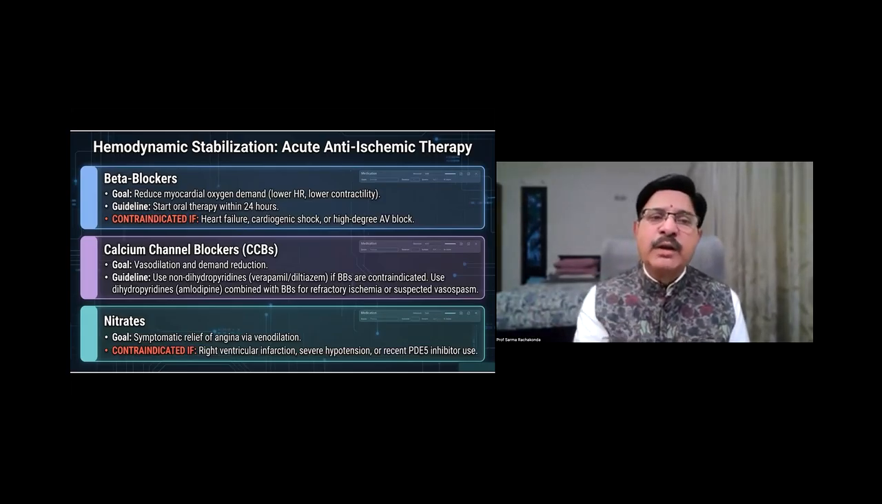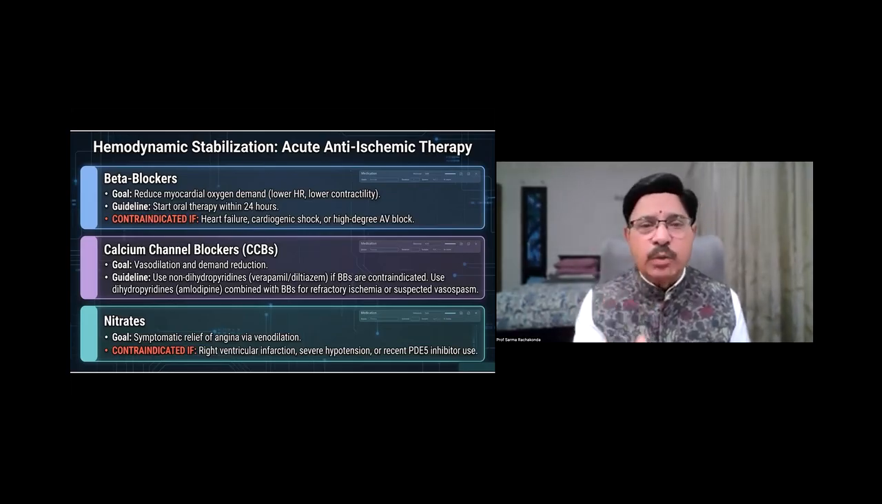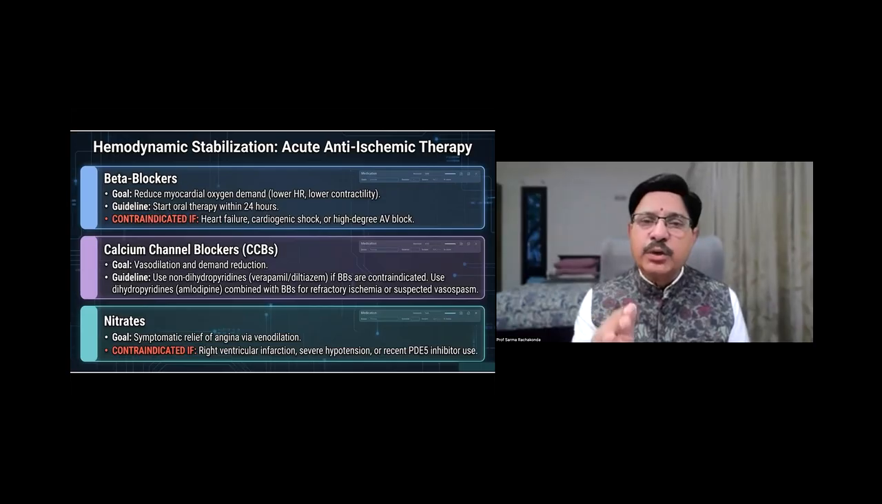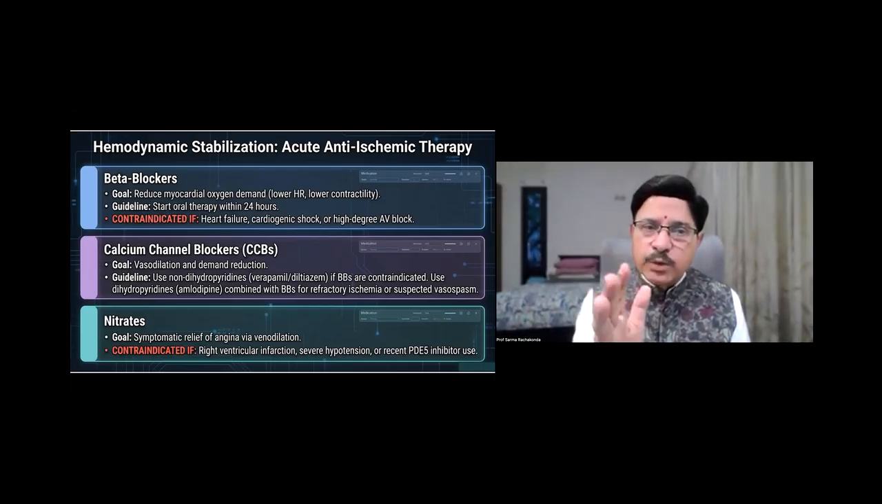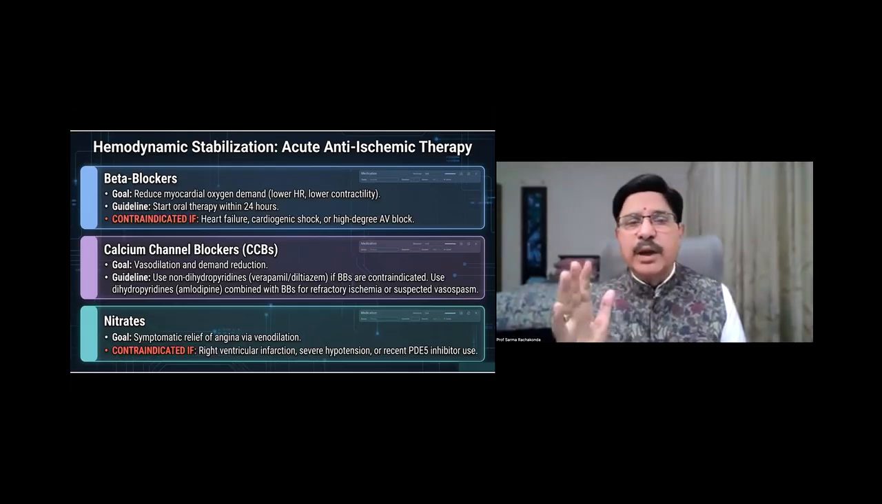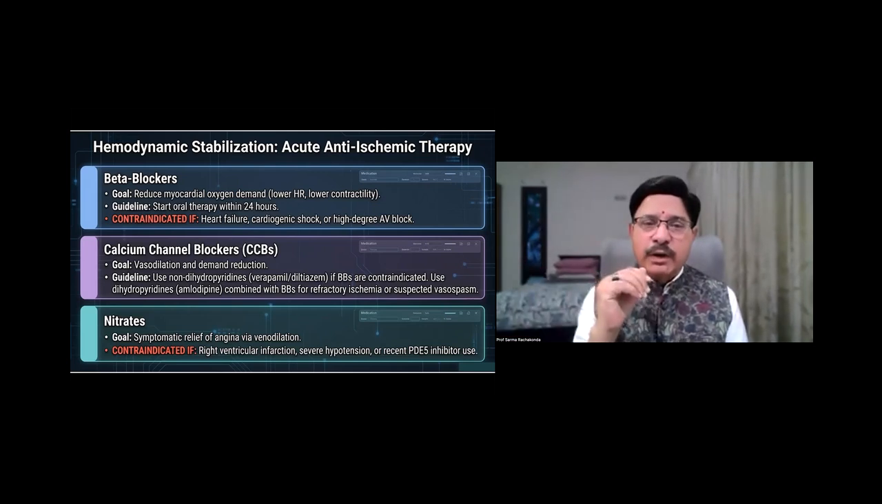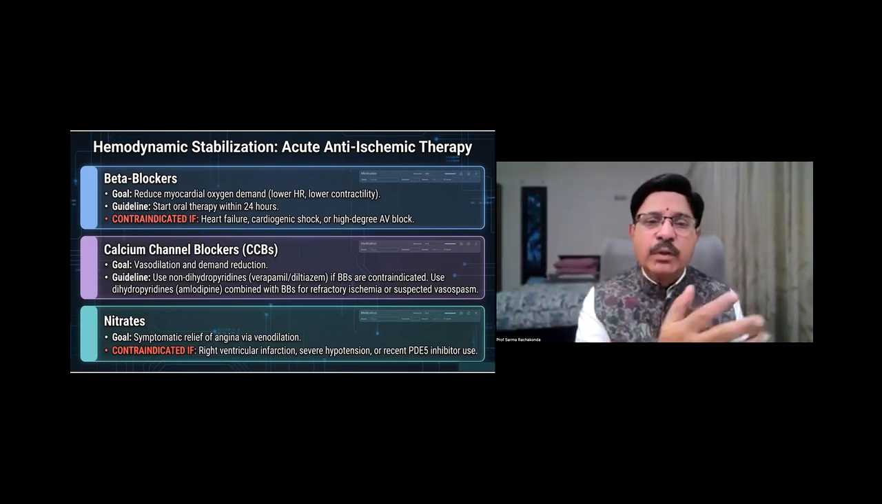Initially by needle, later by oral. You can start oral within the first 24 hours. If the patient is not able to swallow or unconscious, then you can give it by needle also. These reduce the heart rate and lower the contractile force and reduce the myocardial oxygen demand. Then suppose beta blockers are contraindicated. Then what do I do? Give calcium channel blockers. These are vasodilators and they reduce the demand.